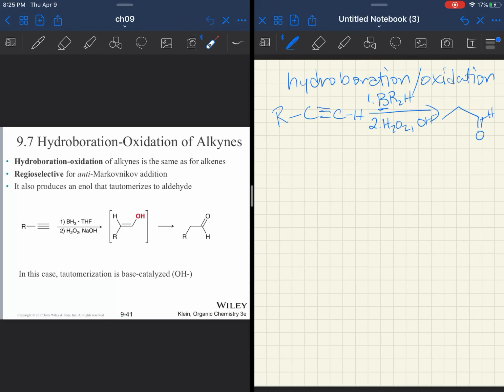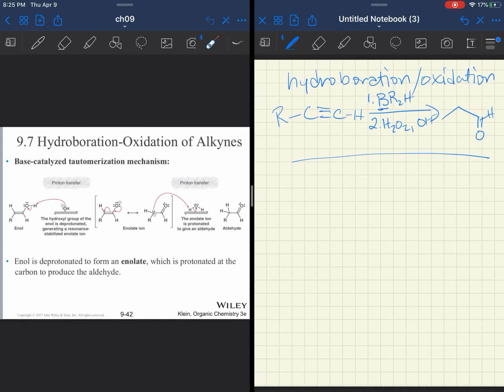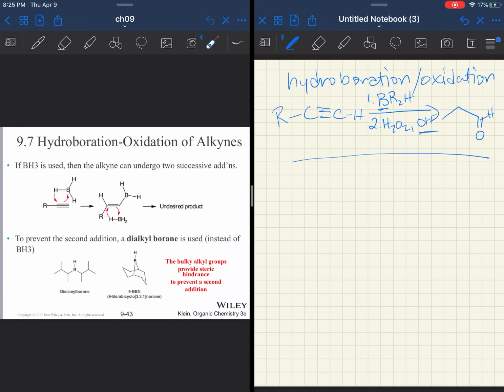And you are going to make the anti-Markovnikov addition. Instead of it being an enol, it is still going to tautomerize using the same mechanism we saw with the ketone. It's just going to make an aldehyde because it's going to be on the end. There's the base catalyzed tautomerization mechanism. I guess it came second because this one is in base.